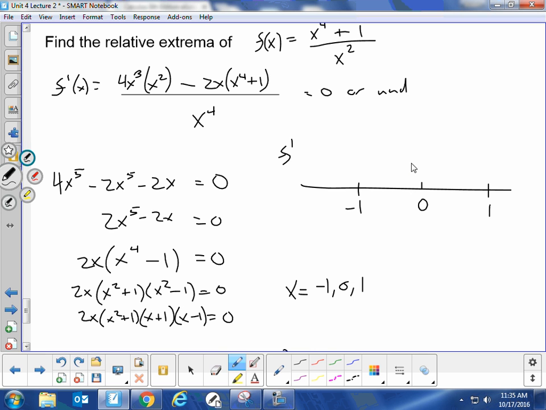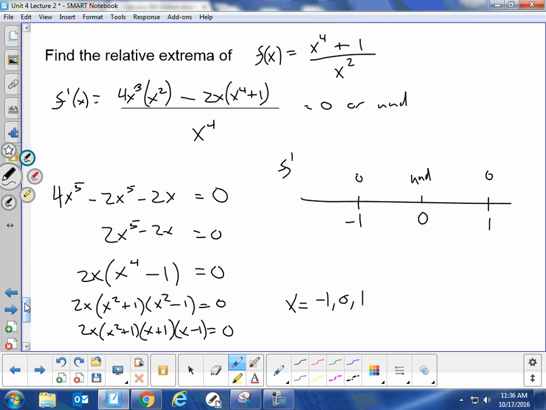Now, it's important to know that at 0, your derivative is undefined. This is the first time that we've had that situation. At -1 and 1, those are both zeros. Now, if you look in the original function, you know that you can't plug in 0, you have 1 over 0. What does that tell me when I have a number over 0? What's going on at my function? Vertical asymptote. Excellent.